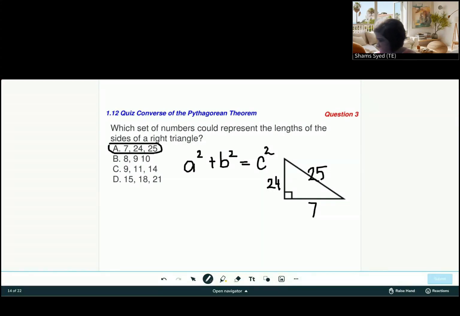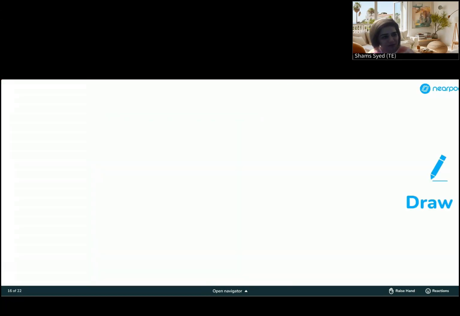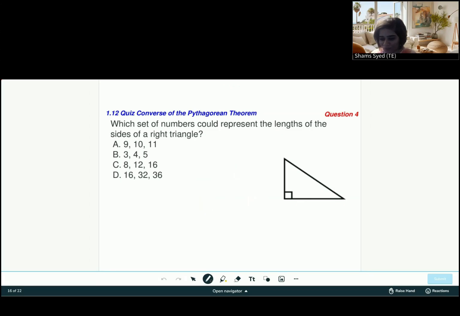Is it making sense? Let's move on to question 4. Question 4 is like question 3. Very similar. And here is the first variety of question 4. Which set of numbers could represent the lengths of the sides of a right triangle? Think about the two shorter sides squared and added equals the square of the longest side. We will try 9, 10, and 11 in the calculator. Let's get started and try it out.